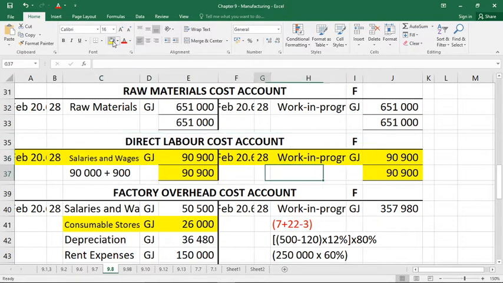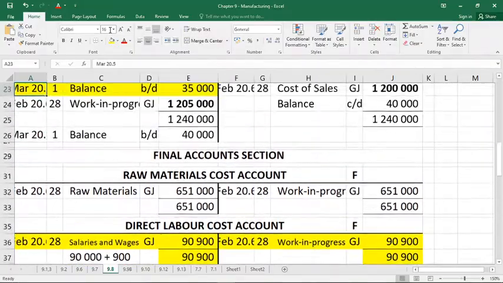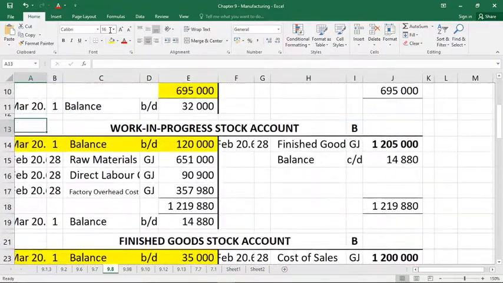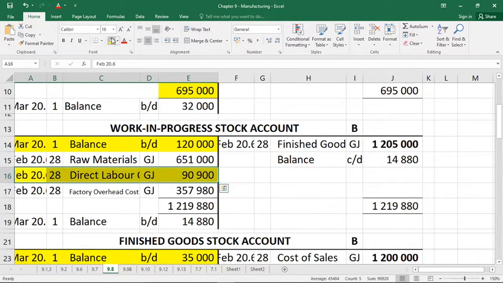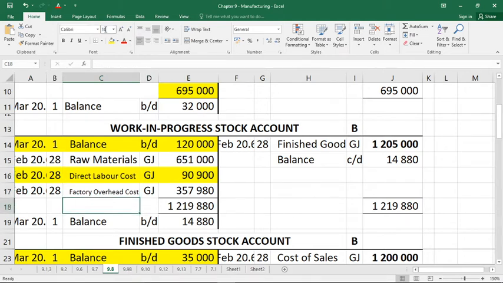So we put it on the debit side, it's come from salaries and wages, and we close it off to work in progress on the credit side there. So if it's on the credit side here for work in progress, in the actual work in progress account you're going to have, there it is, 90,900 appear on the debit side, and it's come from direct labor cost. Okay, happy.